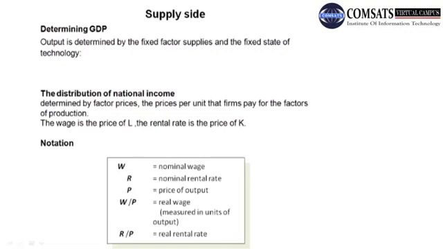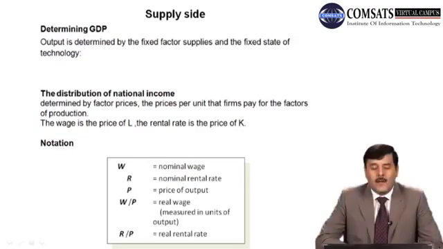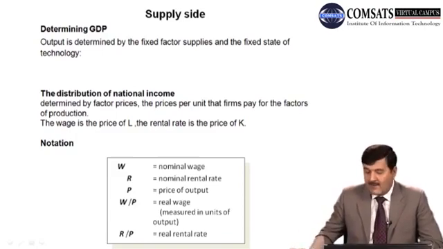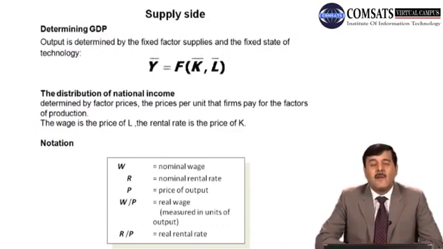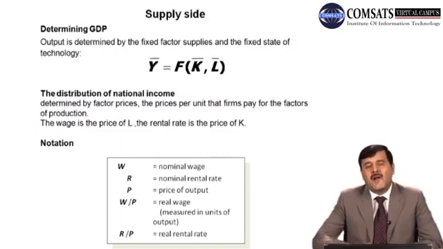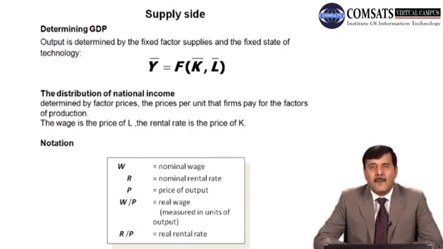We'll continue with the supply side and determining GDP की बात करेंगे. Output is determined by fixed factor supplies and the fixed state of technology. So we can determine the output with the fixed units of factors of production, capital and labor both, as well as fixed state of technology, and that production function can be written as Y bar is equal to F of K bar, L bar. तो बार जो है यहाँ पे शो कर रहा है कि capital is fixed, labor is fixed, and then output is also fixed, which is determined with the help of fixed capital and fixed units of labor.